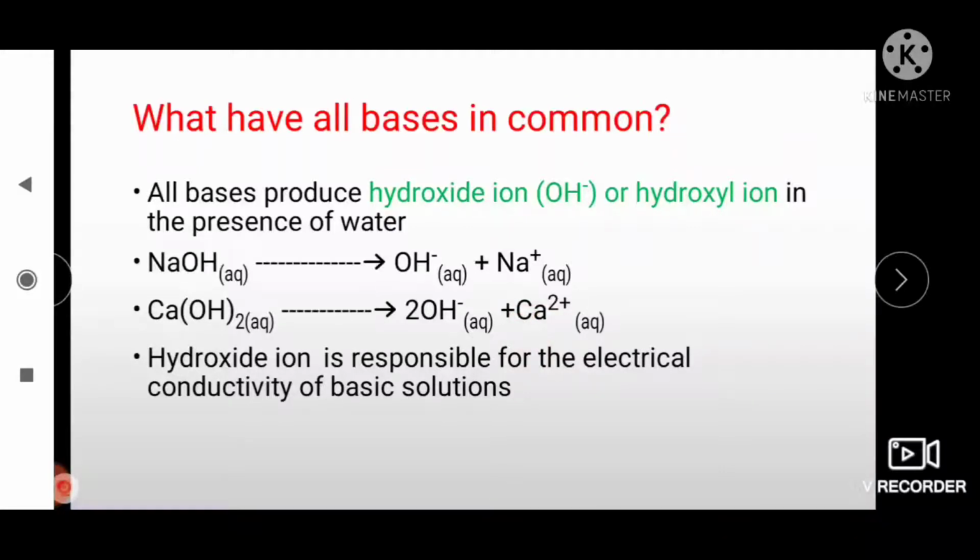So, what is the common property of all bases? They all produce hydroxide ions when dissolved in water.